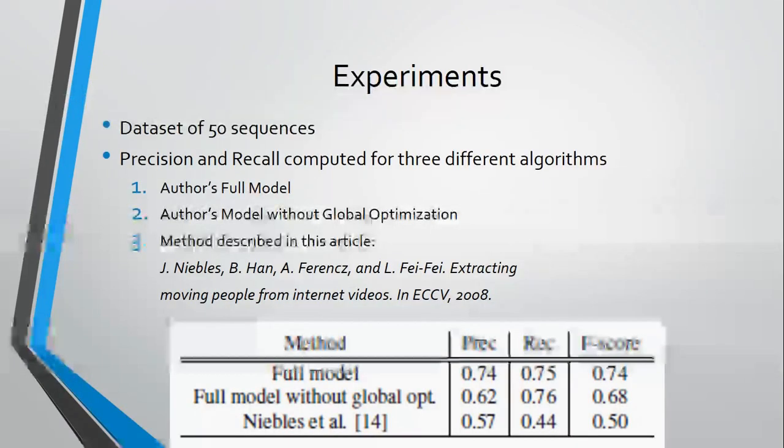For the experiments, the authors used a dataset of 50 sequences containing moving humans in a video that they downloaded from YouTube. They computed precision and recall and compared three different algorithms: their own model, their model without the global optimization, and a third method described in this article. These are the results of the algorithms. As the results show, the authors' model is not only more accurate in moving human extraction, but is also much more efficient.